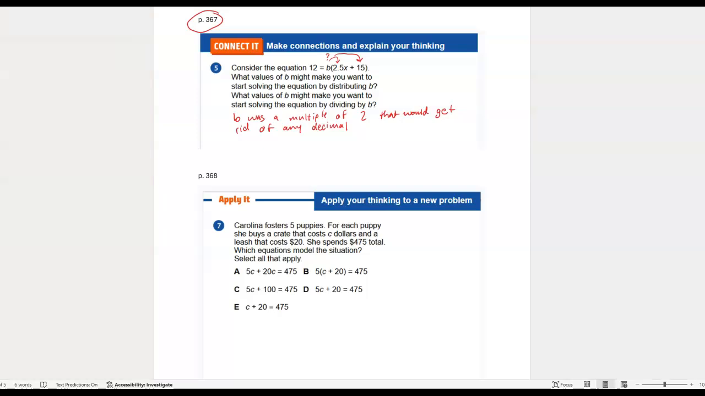You could also do this equation by dividing by B on both sides. And when would we want to do that? Well, you would divide by B if B was a multiple of 12, right? Dividing by 12 on this side would also get you a 1 on that side. And that makes sense, right?